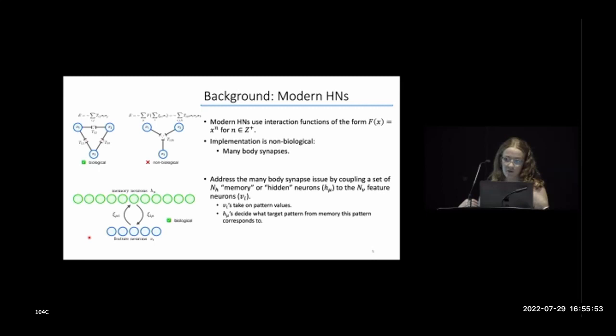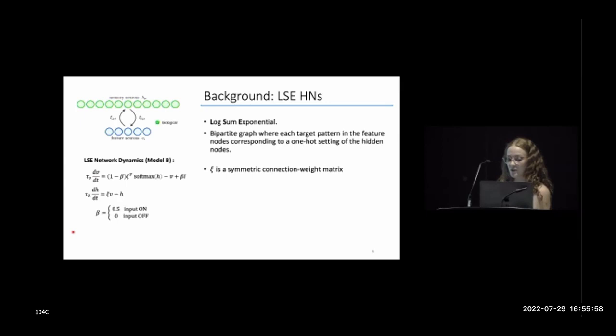And so the network that we look at specifically here corresponds to model B from Krotov and Hopfield's work. However, we just nickname it the LSE network, standing for log sum exponential, and this will become more obvious in a moment. So these networks form a bipartite graph, so there are no connections within each population, they just are connected to each other. And each target here in the feature neurons corresponds to a one-hot representation in the hidden nodes.